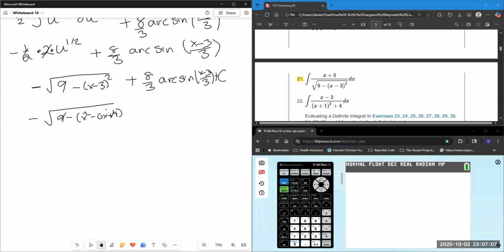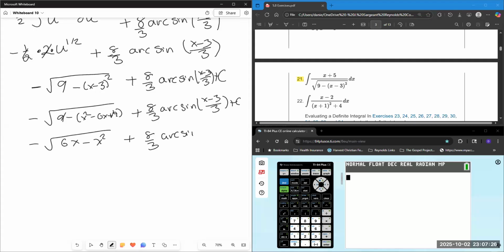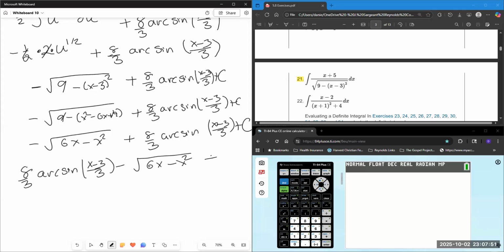9 minus 9 is 0, plus 8/3 arc sine of (x minus 3) over 3 plus c, and then this is going to be negative root of 6x minus x squared plus 8/3 arc sine of (x minus 3) over 3 plus capital C. And they like to write the negative part second as subtraction. Like so. All right.